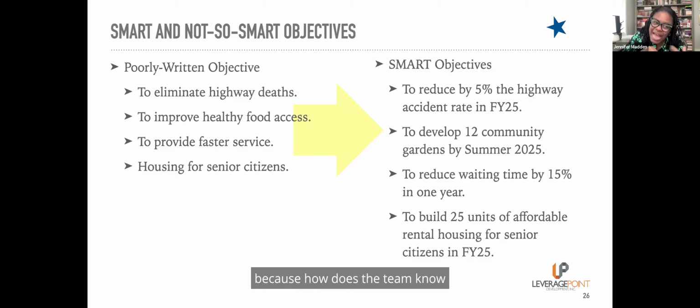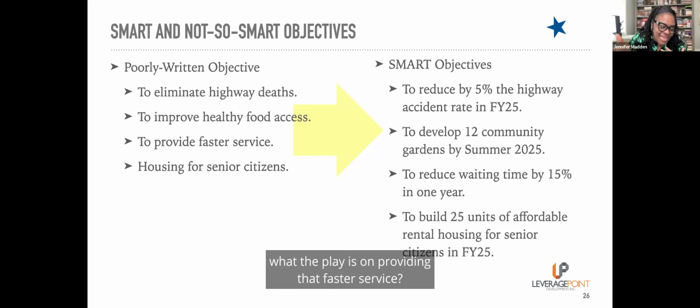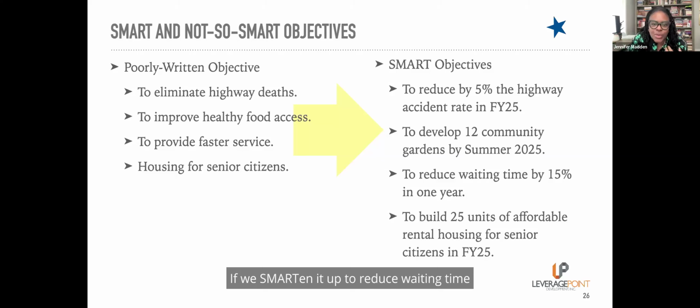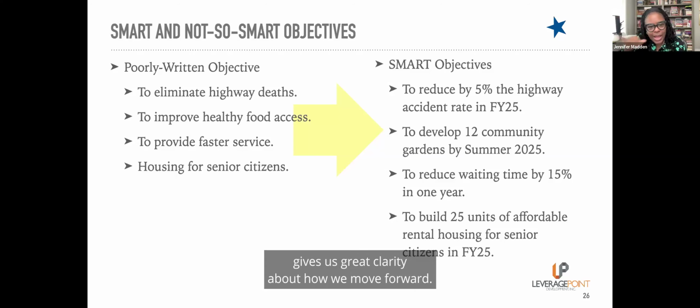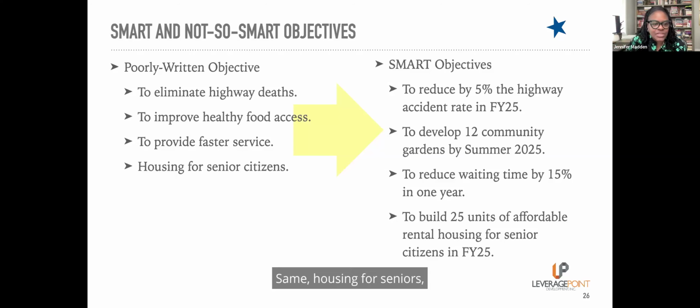To provide faster service, amen, but not very helpful because how does the team know what the play is on providing that faster service? If we smarten it up to reduce waiting time by 15% in 1 year, smartening it up gives us great clarity about how we move forward. Same, housing for seniors. Build 25 units of affordable rental housing for senior citizens in fiscal year 2025. Smarten it up gives me great clarity on the direction forward and if we're being successful or not.